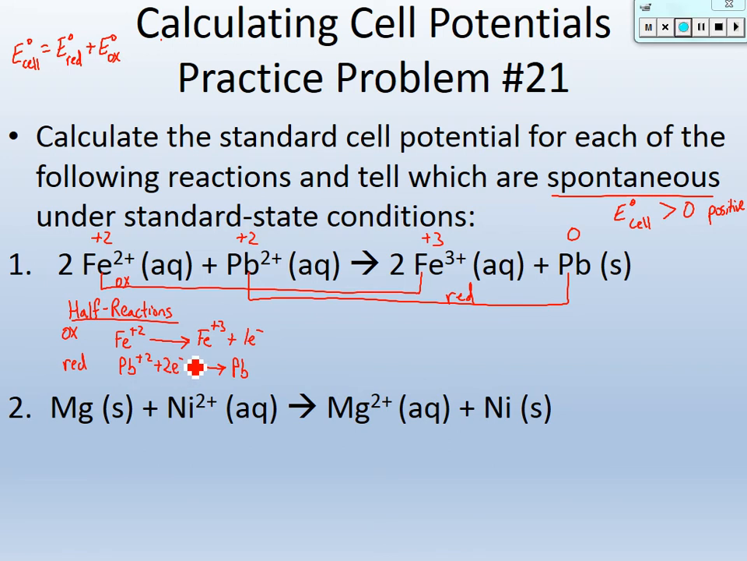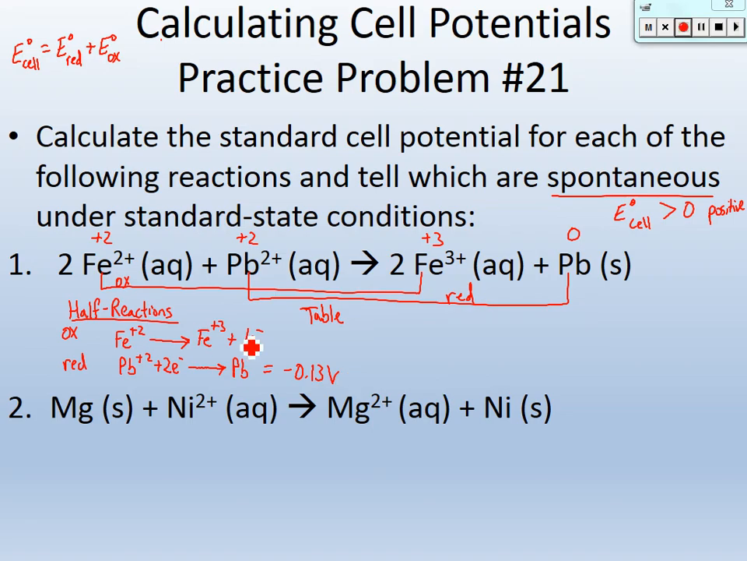All right, so now what you've got to do is look on the reduction table that I gave you. I didn't have room to put it on this slide, but if you look at that table, I want you to find where Pb plus 2 electrons goes to Pb. Look near the middle of that table, and you're going to find the voltage there was negative 0.13 volts.